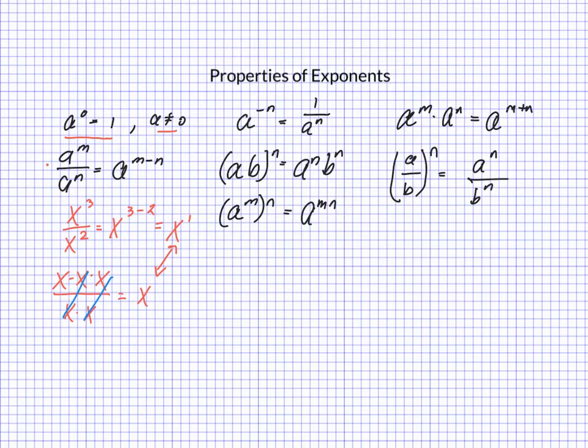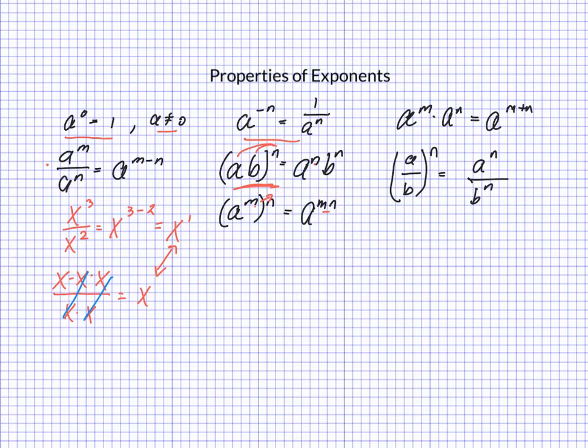So when dealing with fractions, here's the reciprocal. A to the negative n is the same thing as 1 over a to the n. Here we need to make sure that a times b, ab, is raised to the power of n, so we know that that n applies to both of those. That's why we have a to the n times b to the n. And here, when we are raising a power to a power, then we know that we multiply. So we have a to the m times n.